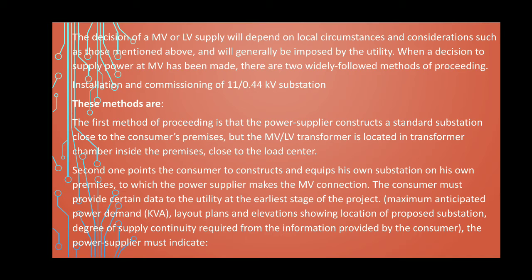Before studying electrical substation and practices, we have to know the main things required for the electrical substation. Earthing is an essential part of the electrical substation. As the earthing is connected to the substation, current carrying parts are diverted toward the earth with the help of earthing. The decision of MV or LV supply will depend upon local circumstances and considerations, as mentioned in electrical substation and practices.